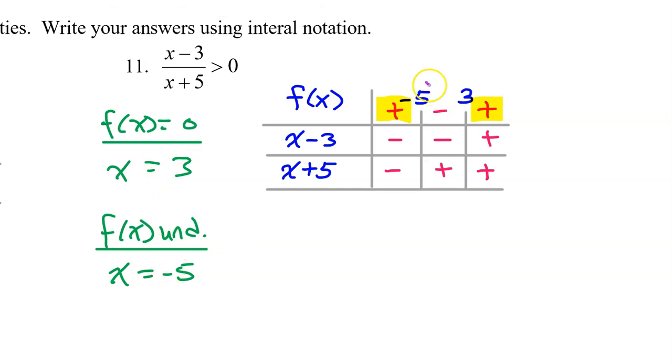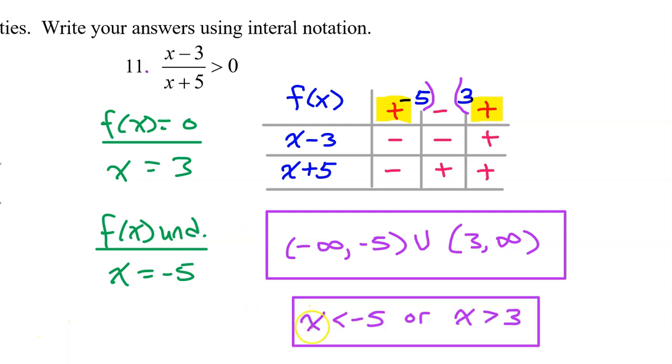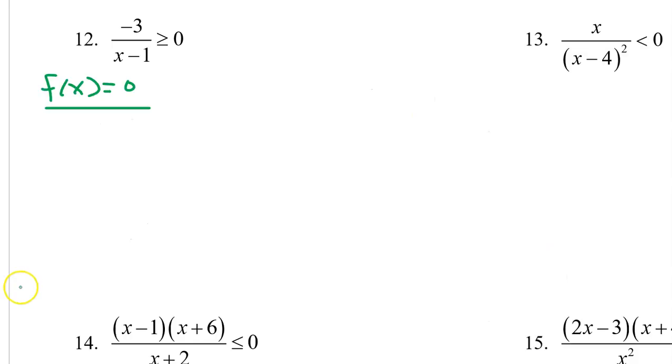We will show that we are leaving these out by using parentheses in the solutions. So this first interval is from negative infinity to negative 5, and then union 3 to infinity. Here's how you would write that same solution as an inequality.